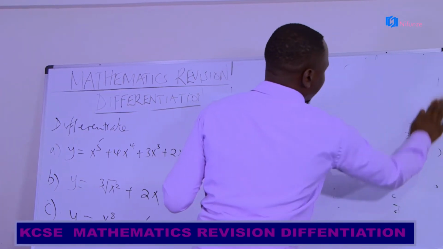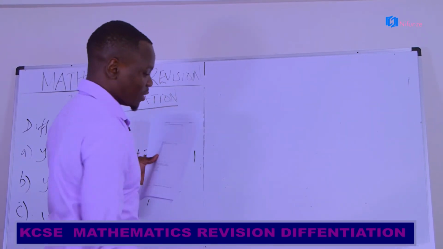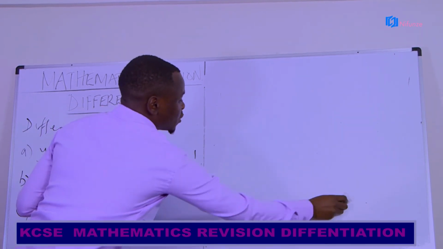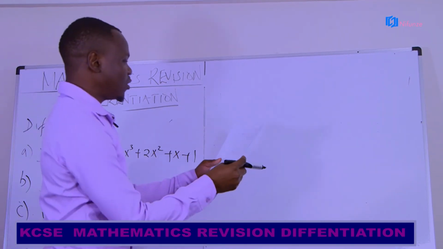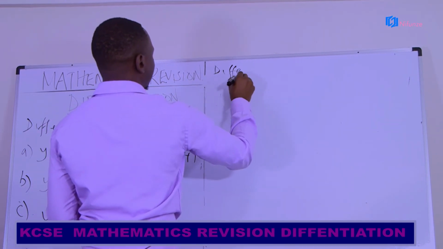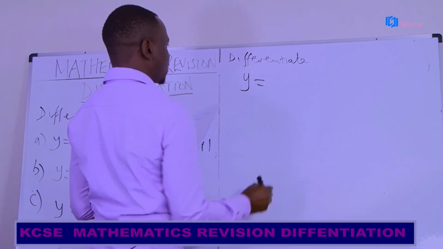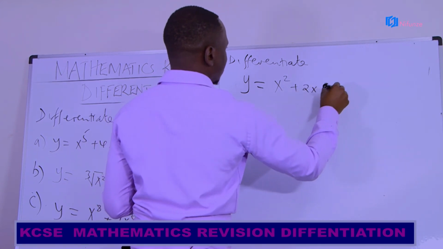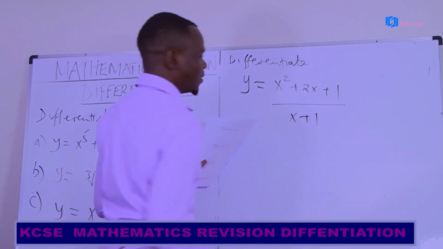When we talk about an equation which is not linear, we mean that in this case it's not a straight line, or it consists of two sides. It can contain the numerator and the denominator. For instance, you may be told differentiate y is equal to x squared plus 2x plus 1 over x plus 1.